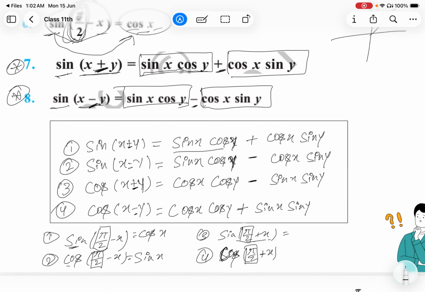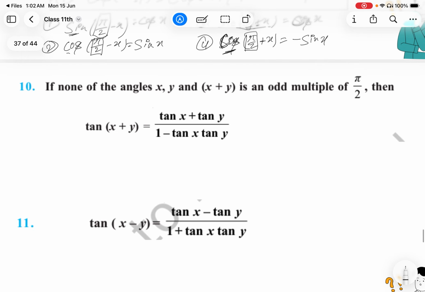For pi/2 + x, sine will change into cos, and because this exists in the second quadrant, there is no change in sine, this will be sin x, and cos is negative in the second quadrant, so it will be minus. Okay, let's move ahead.